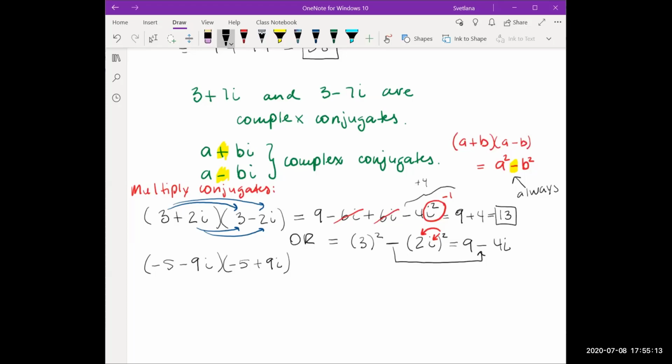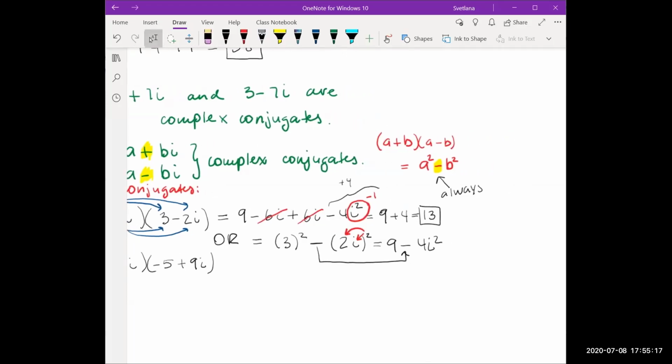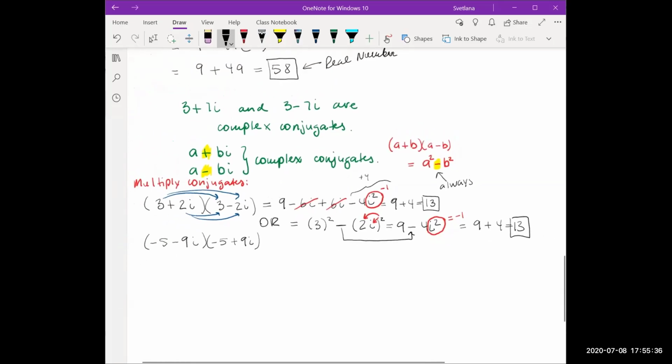So it's 4i squared. And of course, here, to finish this, I have to do the same thing. I shouldn't leave any i squared in the answer. That should be replaced with -1. And that will give me 9 plus 4, which is 13. So, of course, same answer. So that's the shortcut.